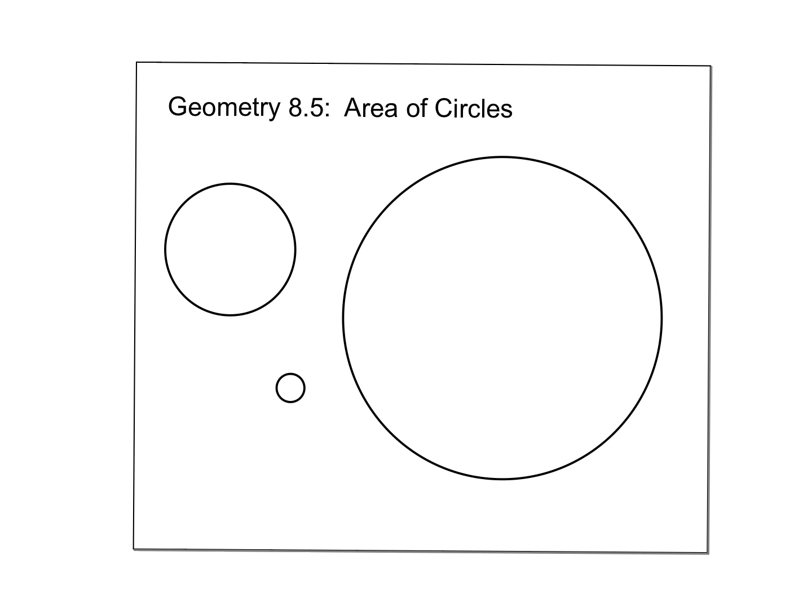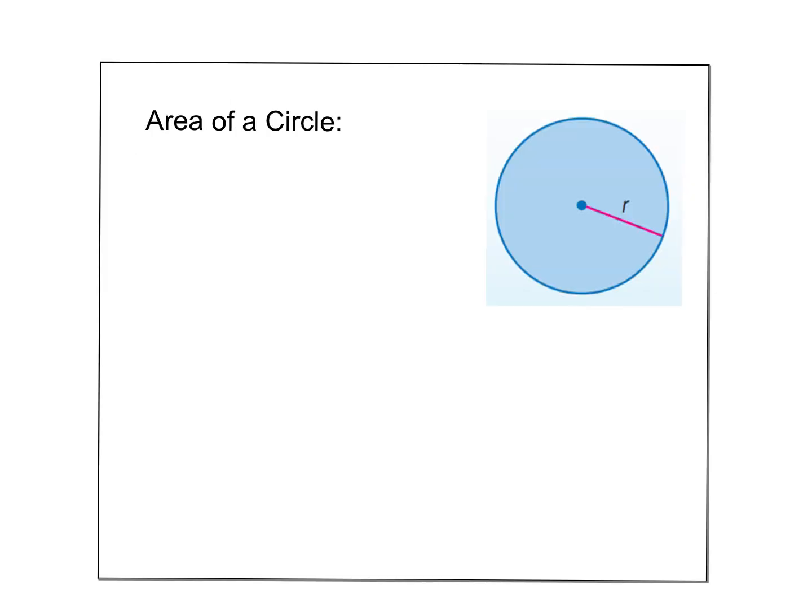Today we are going to do Unit 8, Lesson 5, and we're going to learn how to find the areas of circles. So remember, area is the space inside of a shape. The formula for area of a circle goes like this. Area equals pi r squared. And remember, r stands for radius, and the radius is halfway across the circle.